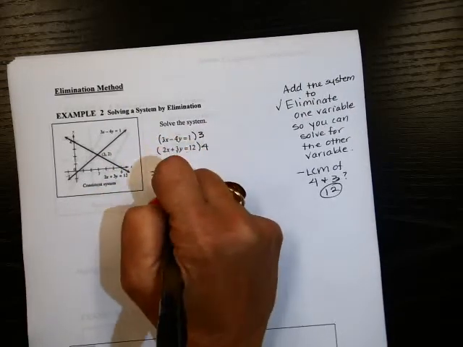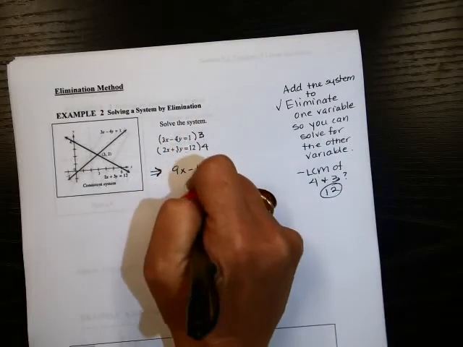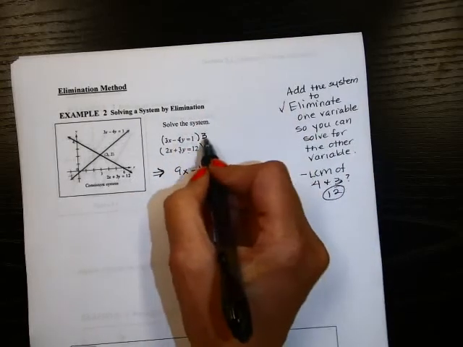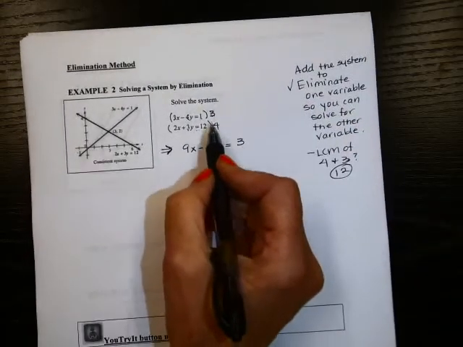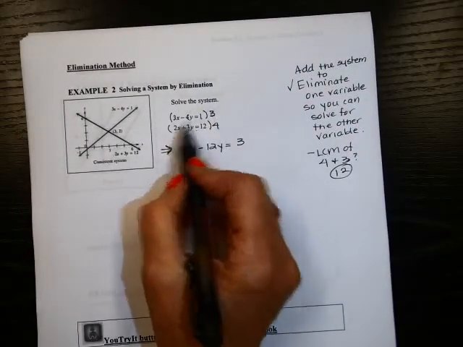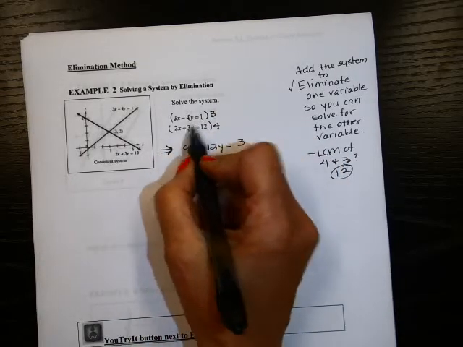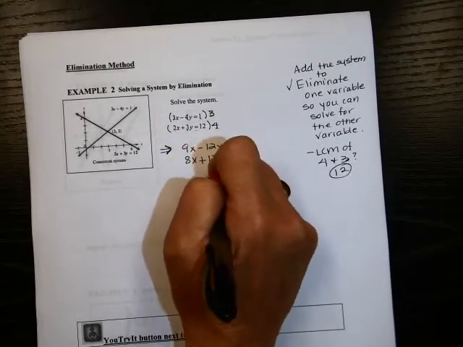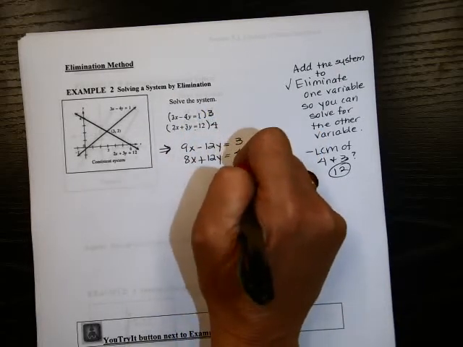So 3 times 3 is 9x. 3 times -4 is -12y. And 3 times 1 is 3. Now I want to take the second equation. 4 times 2x is 8x. 4 times 3y is +12y. And 4 times 12 is 48.